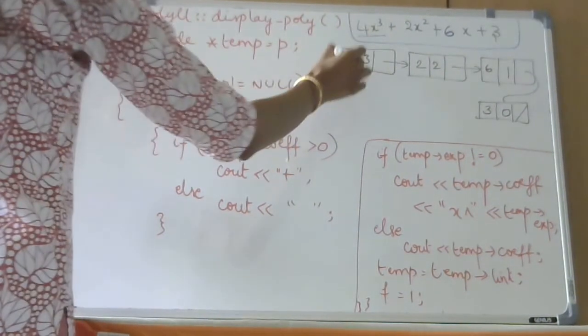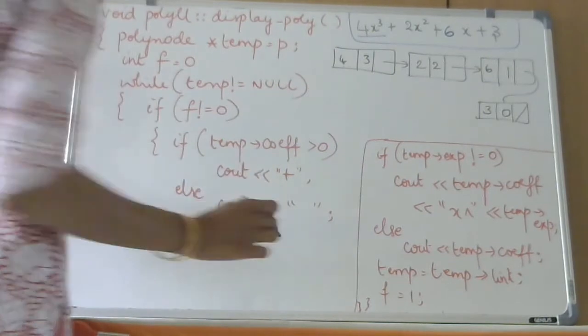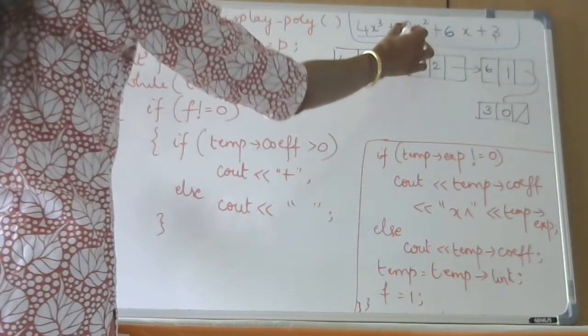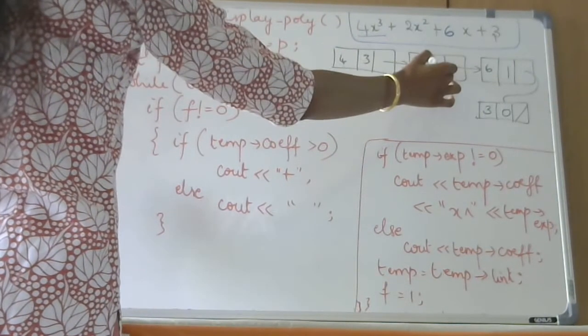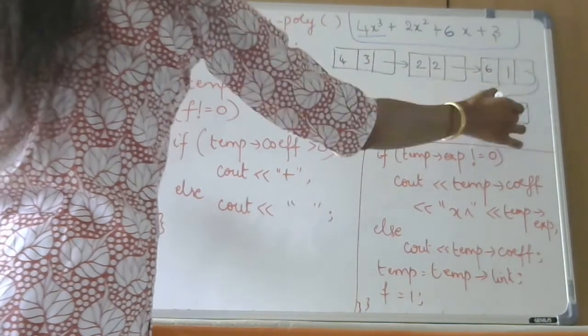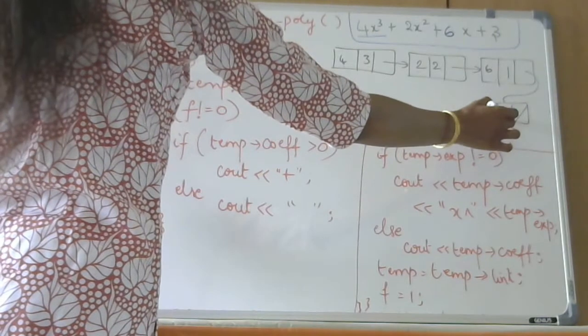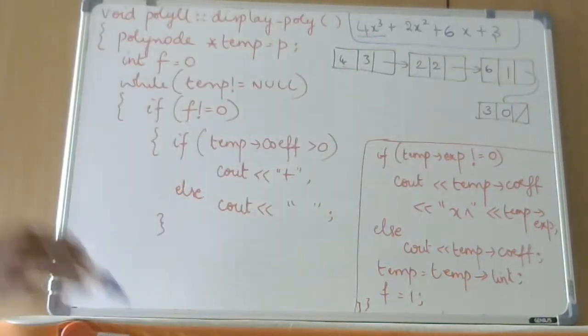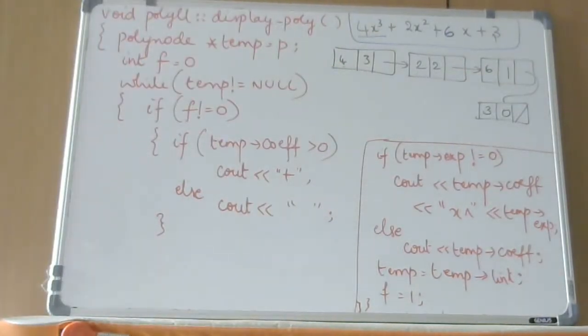This is one term: coefficient is 4, exponent is 3, link to the next node. Coefficient is 2, power is 2, link to the next node. 6, power is 1, link to the next node. 3, there is no power here, 0, and the link of the next node is going to be none because we don't have further terms.